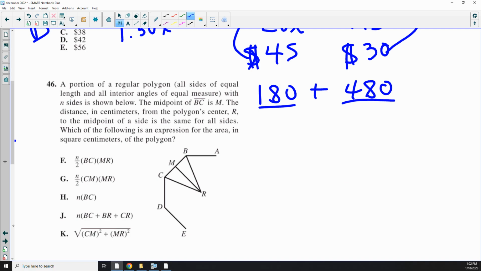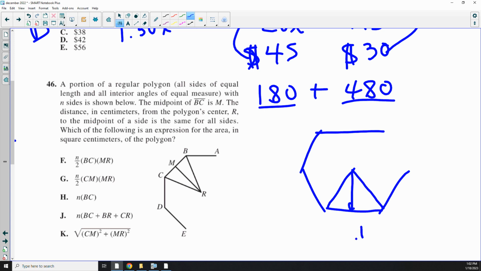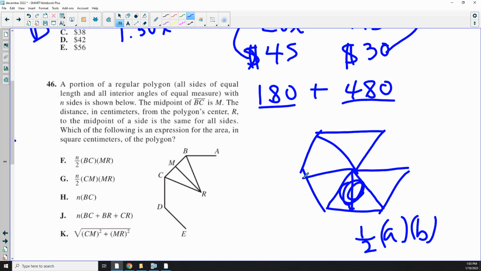Whenever you do area of a regular polygon, you divide it into areas of pieces of pizza. So the area of a triangle is 1/2 the altitude times the base, and then you multiply it by how many pizzas you got. So in this case, the altitude is RM, the base is BC, there's your half, and the N is how many you got.